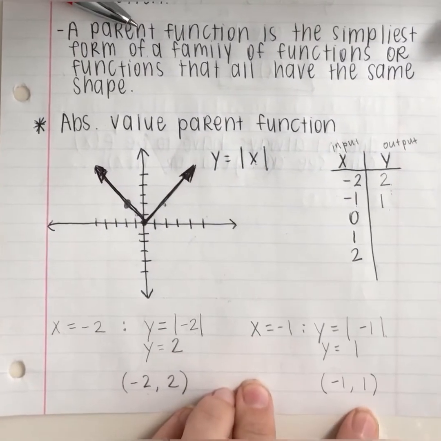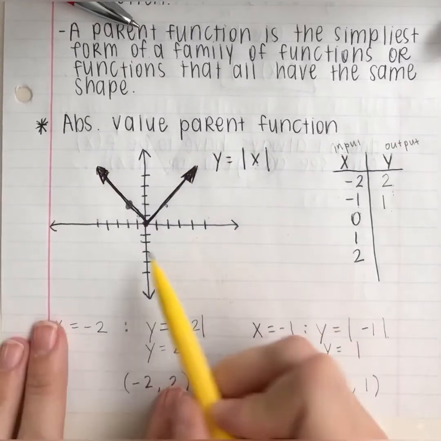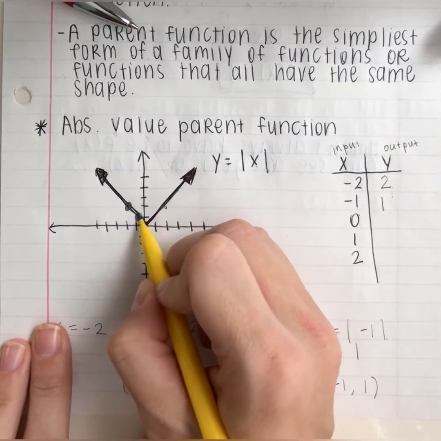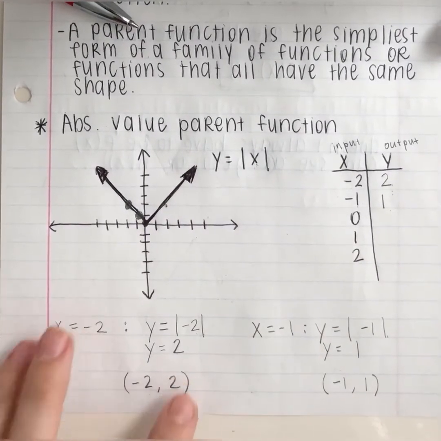And if we looked at that on our graph, negative 1 on my x-axis and positive 1 on my y-axis would put me at that point right there.